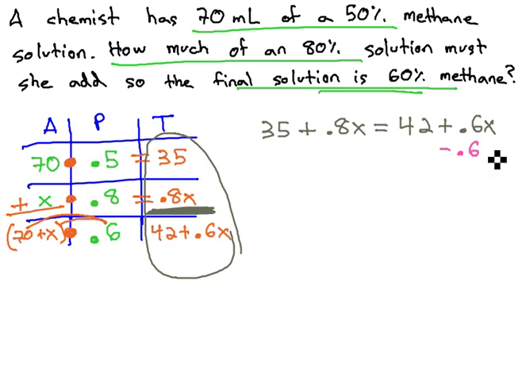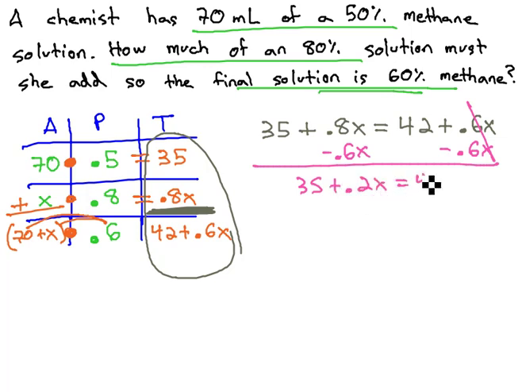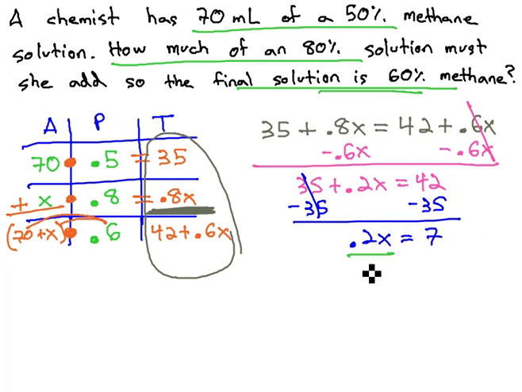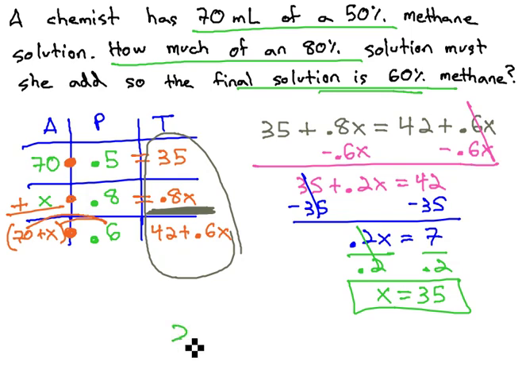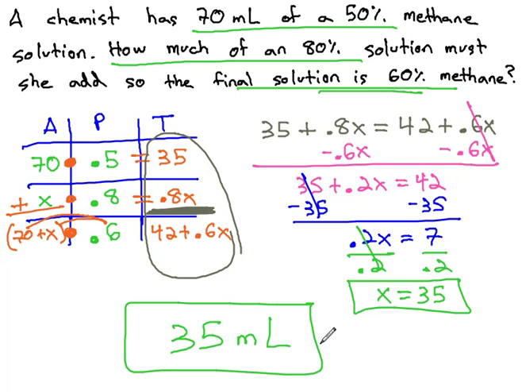Get the variable on the same side by subtracting 0.6x. 35 plus 0.2x is equal to 42. Subtract 35 from both sides, and we get 0.2x equals 7. Divide both sides by 0.2, and x is going to equal 35. She needs to add 35 milliliters of that 80% solution, and she'll end up with a 60% final solution.